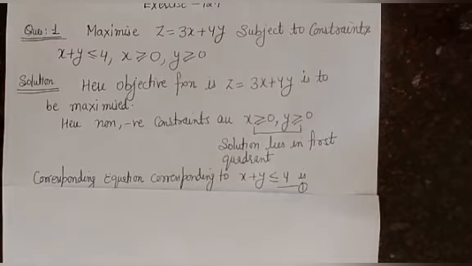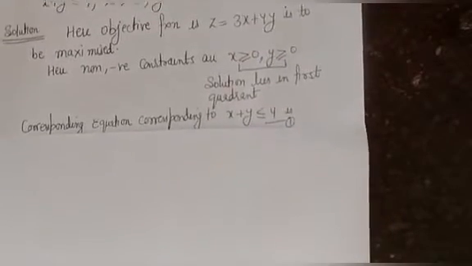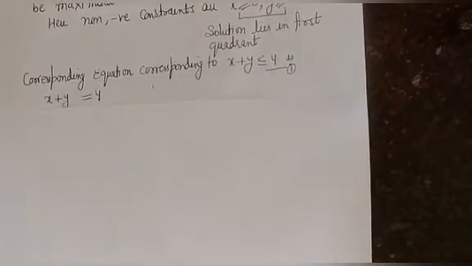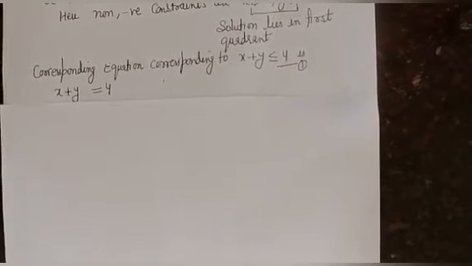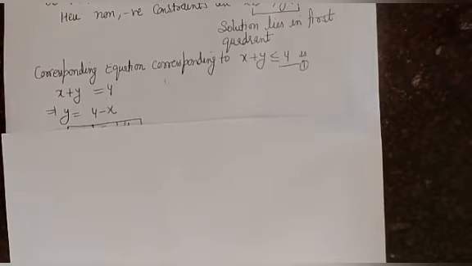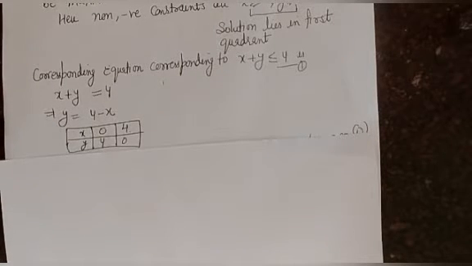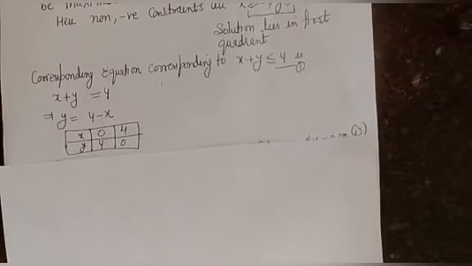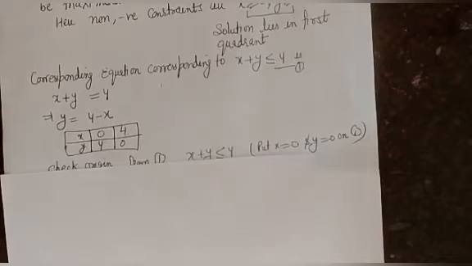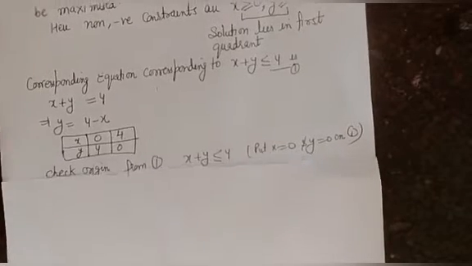So for plotting the graph, first of all, let's consider the corresponding equation of the given inequation x plus y less than equal to 4. What is the corresponding equation? x plus y equal to 4. So for plotting, let's see y is equal to 4 minus x. Then we will take a table for x and y, just two values are sufficient where it is touching the coordinate axis. For it, you will put x as 0, you will get y as 4, and y as 0, x is 4.